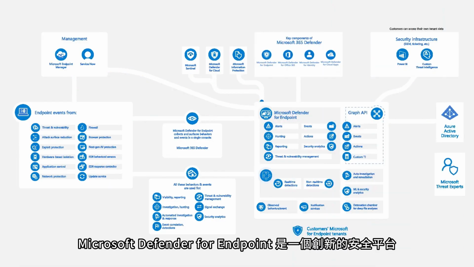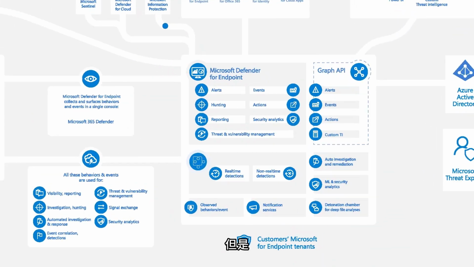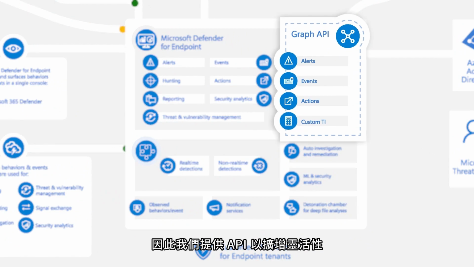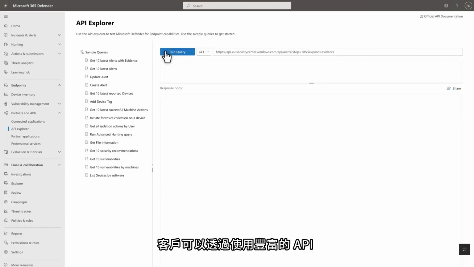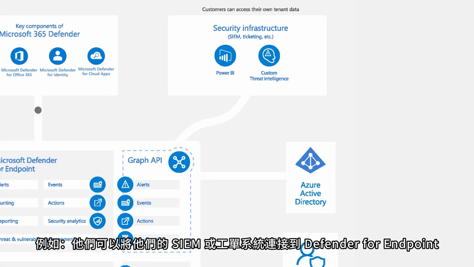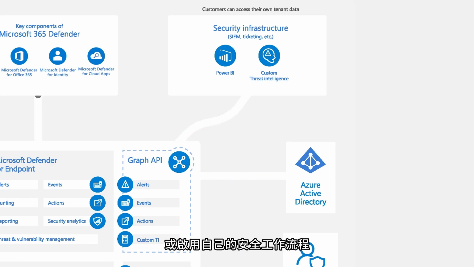Microsoft Defender for Endpoint is an innovative security platform that can help protect your organization from the most sophisticated threats. However, we know that customers' environments and structures vary, so we provide APIs to allow flexibility. Customers can integrate our service with their existing security infrastructures by using a rich set of APIs. For instance, they can connect their SIEM or ticketing systems to Defender for Endpoint, enrich their solutions with Defender for Endpoint data, or enable their own custom security workflows.